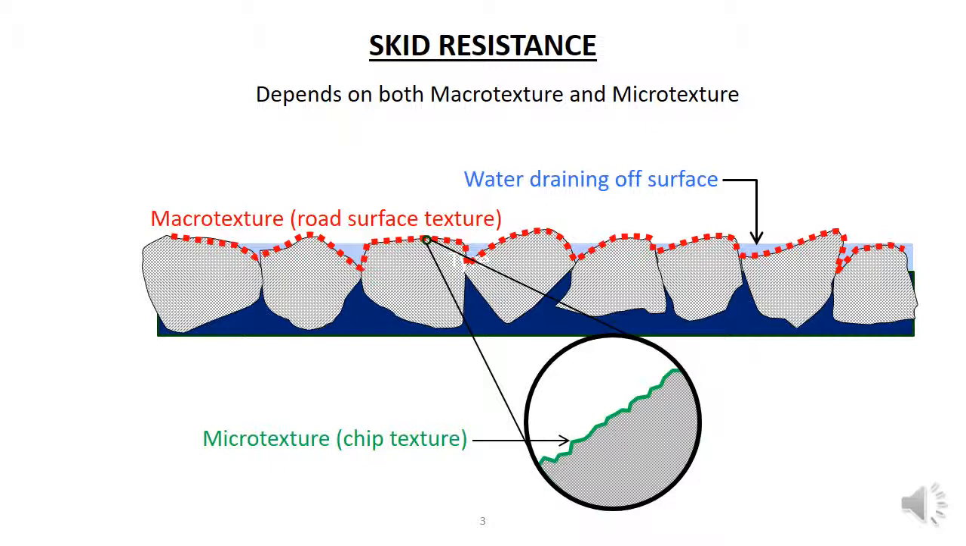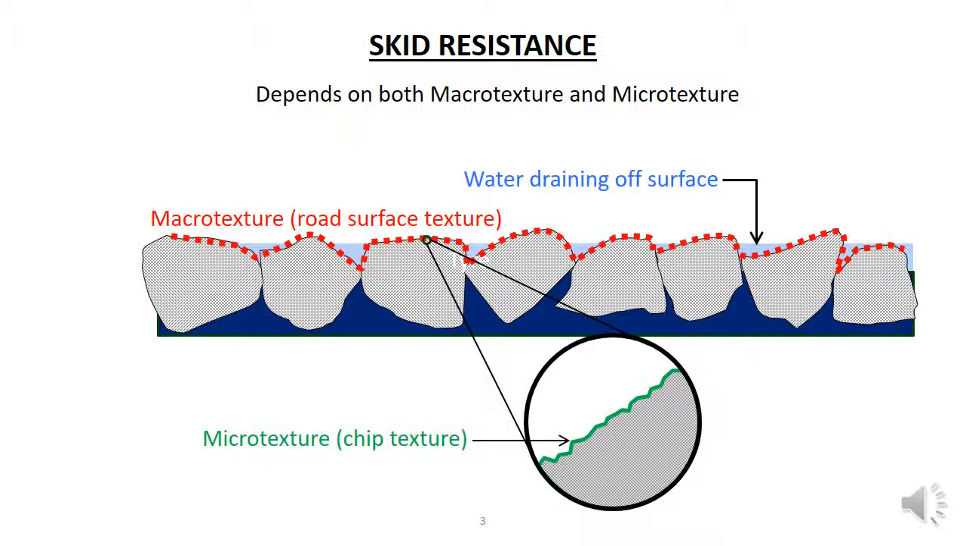The macro texture is the road surface texture and is provided by the chip seal surface. This is shown as a red dotted line on this illustration. The macro texture also needs to be coarse enough to allow grip even when the road is wet. So the chip surface needs to be high enough off the seal to allow water draining off the road to do so between the chips, as shown in the blue shaded area above.